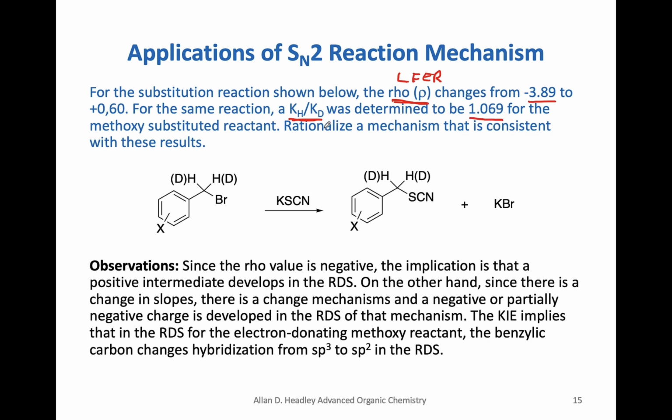1.069 for the methoxy. So in other words, they did the experiment and put the methoxy group back here and determined the kinetic isotope effect to be 1.069. Your job is to rationalize a mechanism that is consistent with these results. So expect questions of this type.